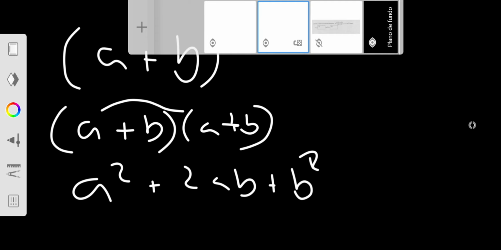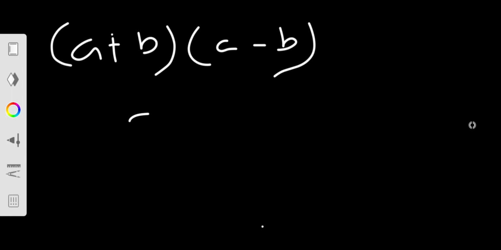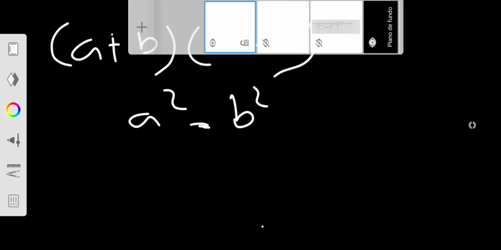Okay, so we have this formula, and remember the other one. Last time I'm going to do it: a plus b versus a minus b is equal to a squared minus, not plus, okay, minus b squared. Whenever you forget it, just do it the normal way, okay? But you shouldn't forget it.